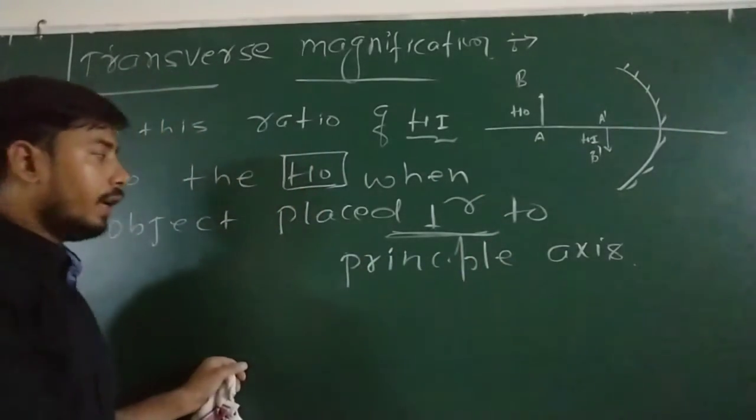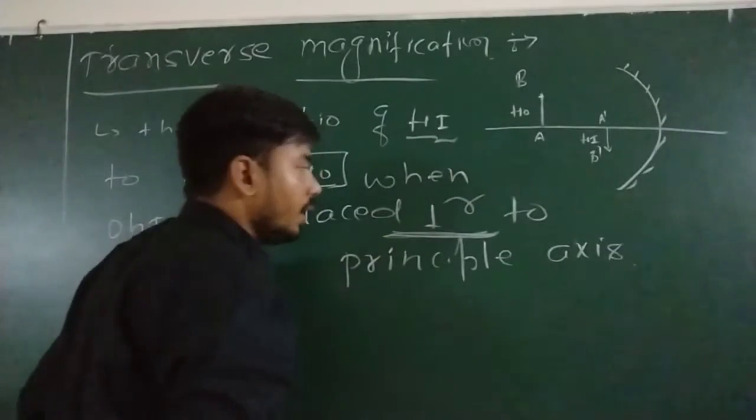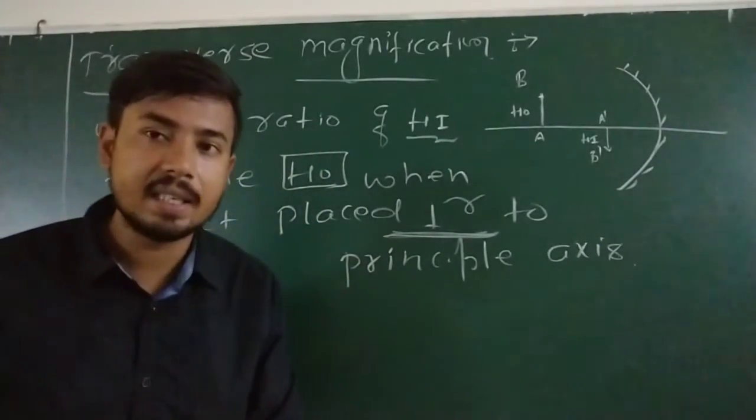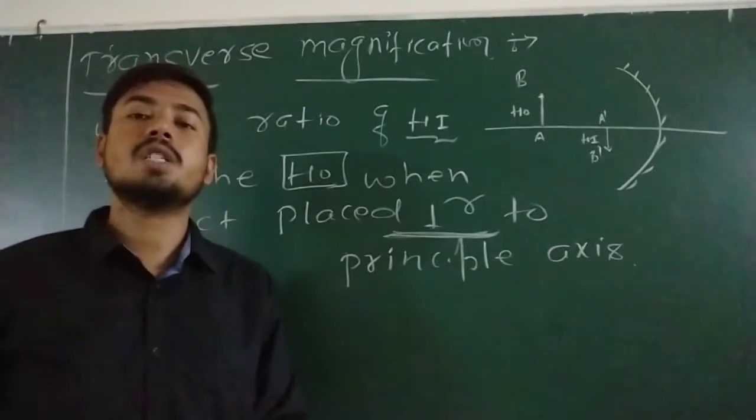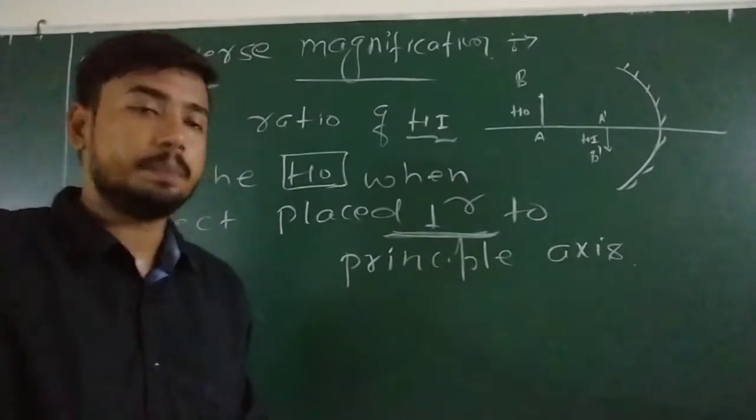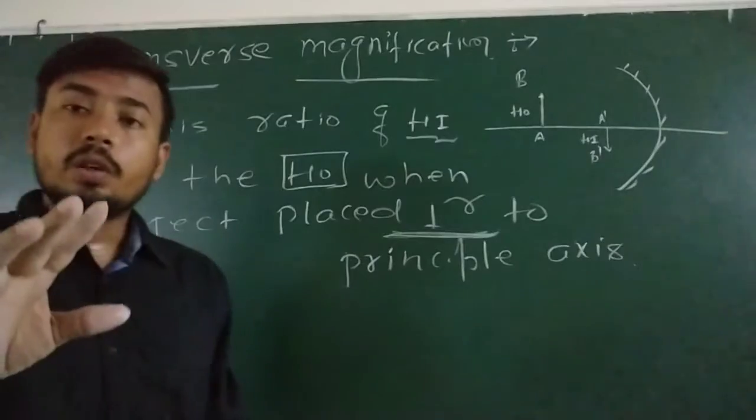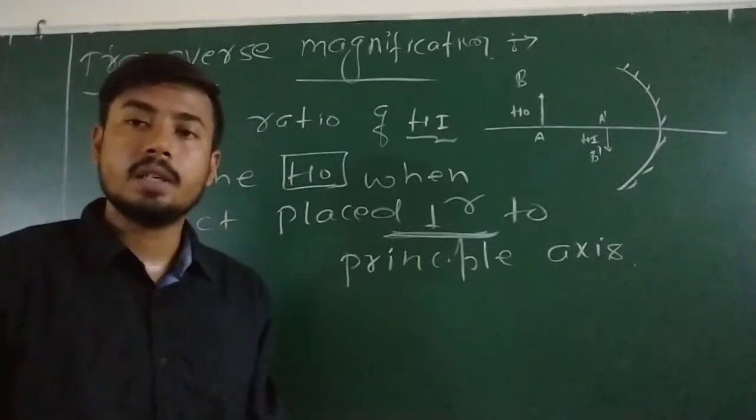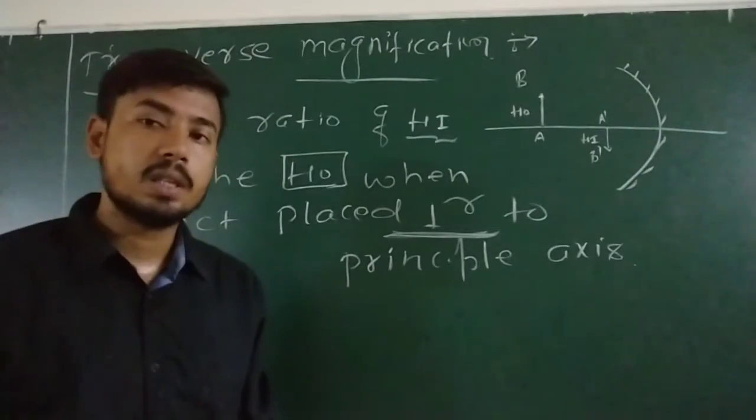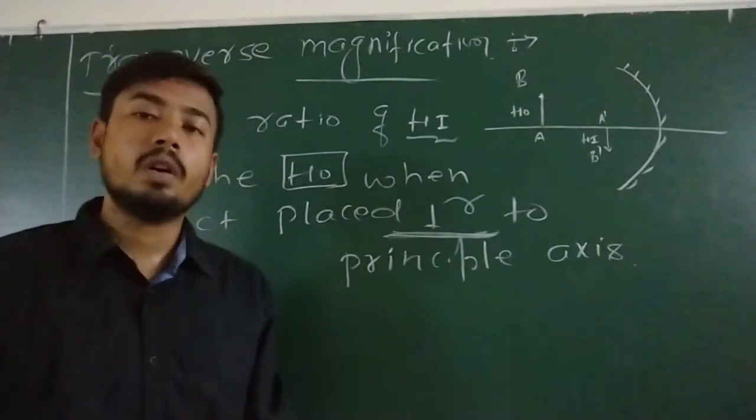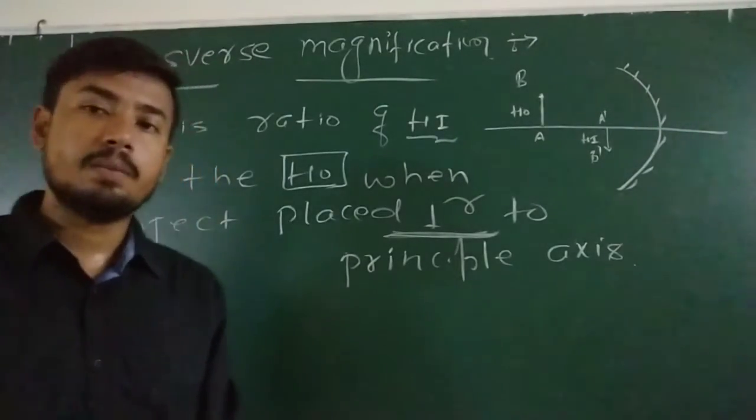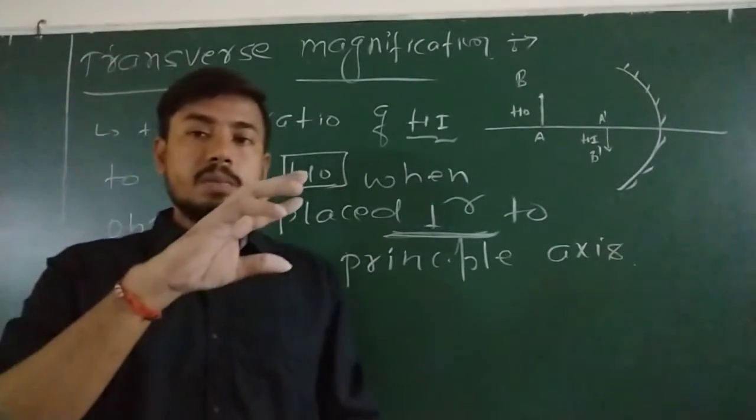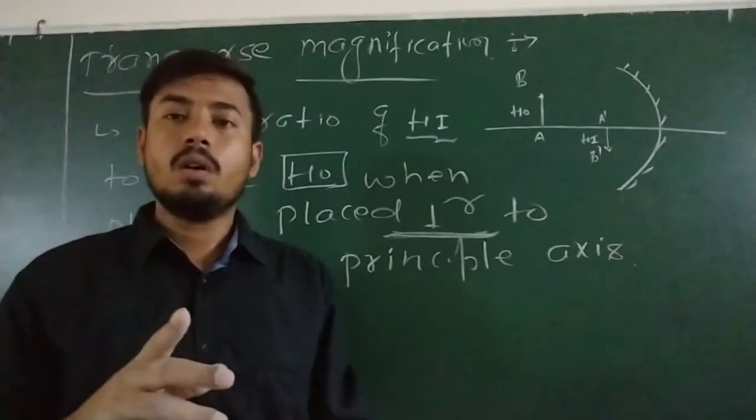This is a very important and remarkable point. The object must be perpendicular to the principal axis. Then we can say this is a transverse magnification. Yes or no? Now we are going to define magnification, the formula of transverse magnification, and after that we will discuss transverse magnification for concave mirror and convex mirror.